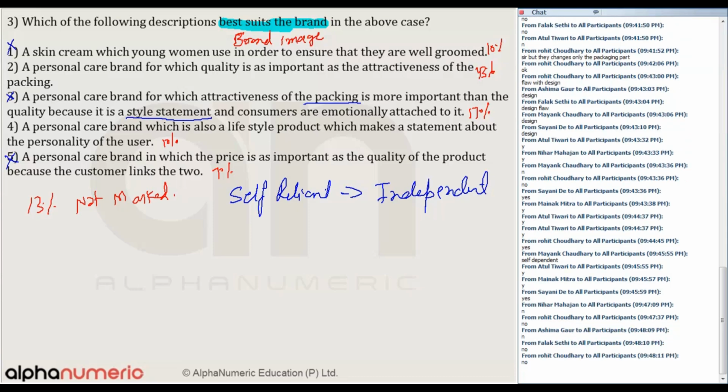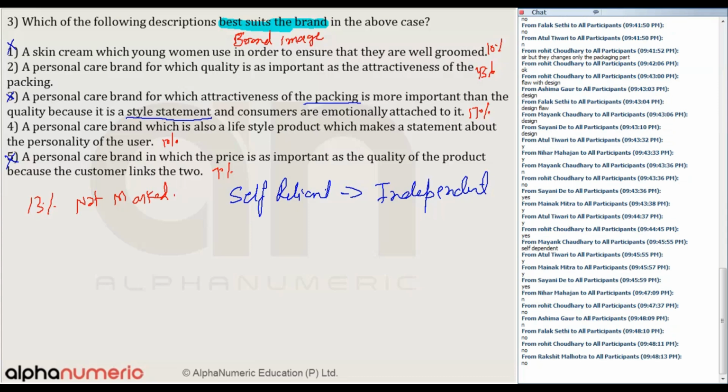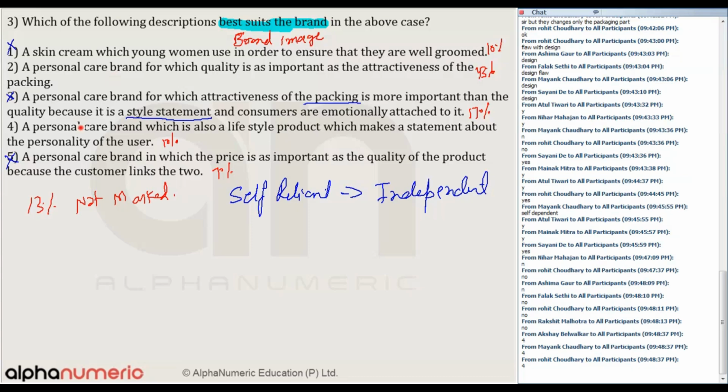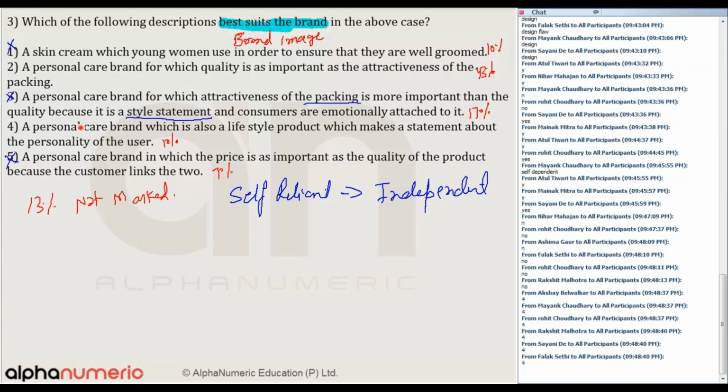Now, option number 2 says a personal care brand for which quality is as important as the attractiveness of the package. And option 4 says a personal care brand which is also a lifestyle product, which makes a statement about the personality of the user. So which of these two options gives importance to this independent, self-reliant movement? Option number 2 or option number 4? Of course, the answer is option number 4.